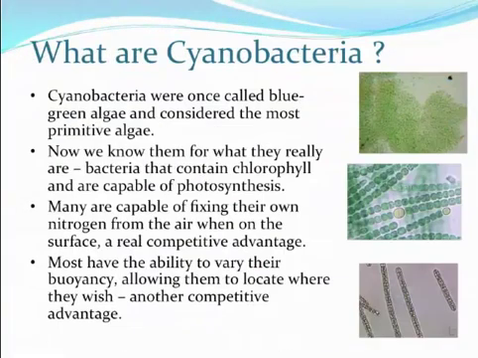So what are cyanobacteria? Well, they were once called blue-green algae, and they were considered the most primitive algae, and they were the first that showed up as the planet developed. Now we really know them for what they really are. These are bacteria rather than algae, but they contain chlorophyll and therefore are capable of photosynthesizing their own food. Many are capable of fixing their own nitrogen from nitrogen gas above the air-water interface or even in the water itself. And that gives them a real competitive advantage over other algae under certain conditions. Most have the ability to vary their buoyancy, which allows them to locate themselves within the water column wherever they want, and that provides another major competitive advantage.